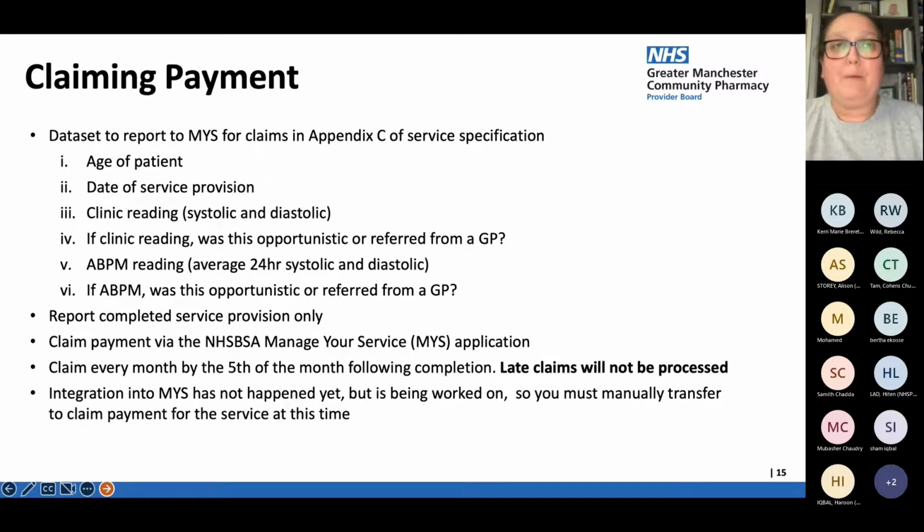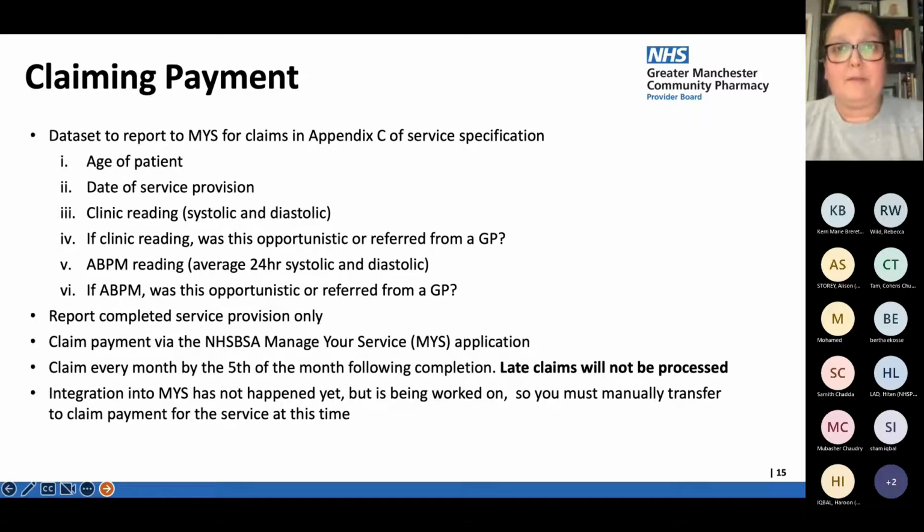Claiming payment: this is probably one of the most important slides, and I really want to get the message across on this one. It is really, really important that you know that PharmOutcomes at the moment does not integrate with NYS. I understand how frustrating that is. I understand that the manual process of doing it is really time consuming, and that our end of month processes seem to be getting longer and longer each month.